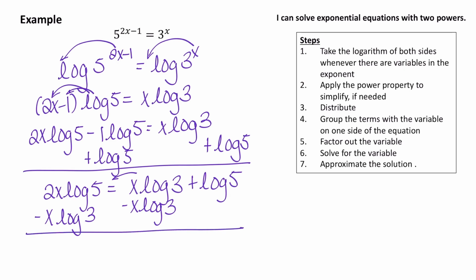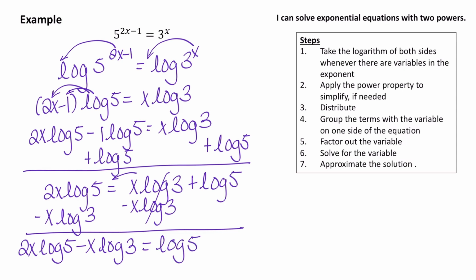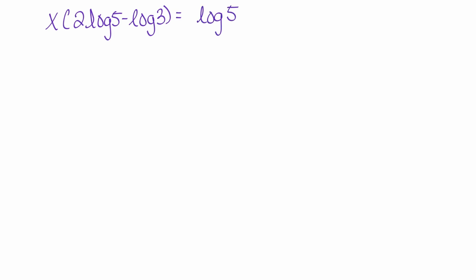And so when I do that, I get 2x log 5 minus x log 3, and then this cancels, and that equals log of 5. So now I'm going to factor this x out of both of these terms. When I factor that x out, I have x times 2 log 5 minus log 3 equals the log of 5. So now to get x by itself, I'm going to divide both sides by that 2 log 5 minus log 3.